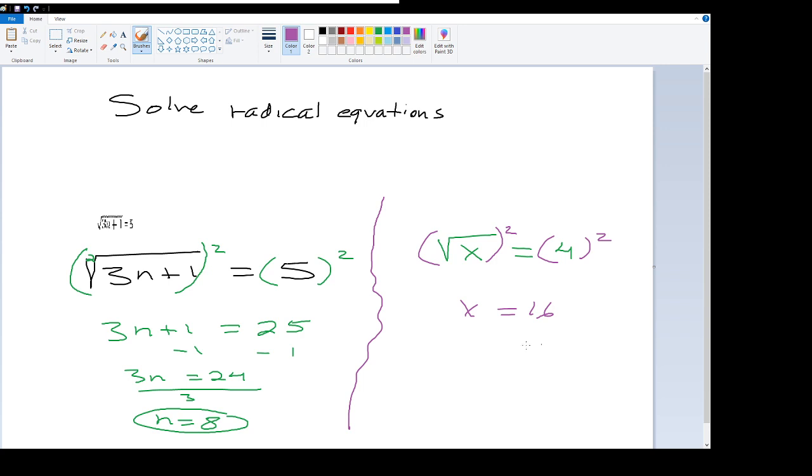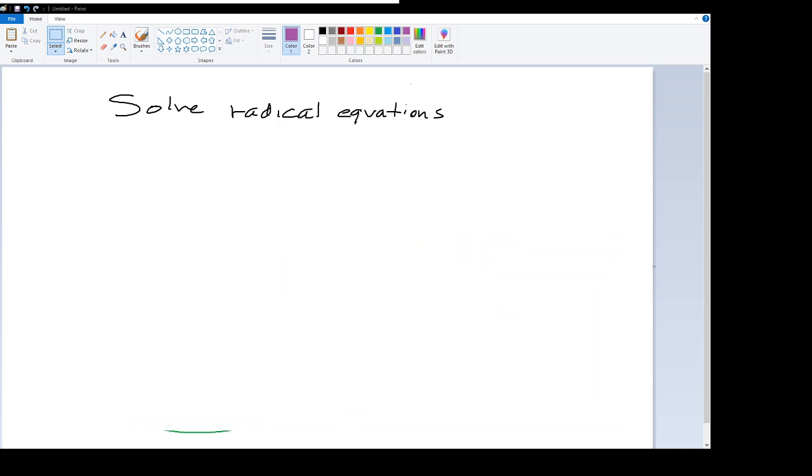Let's look at another example where we can apply this knowledge. So let's clear all this. And let's look at the square root of, let's do x minus 4, and then outside the radical symbol I have minus 1 is equal to 5.